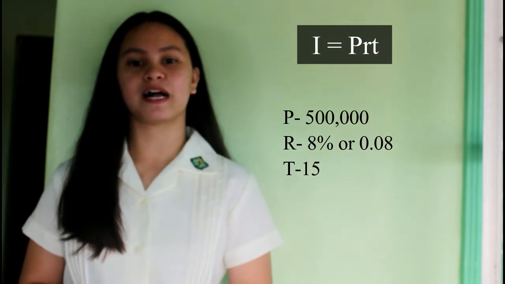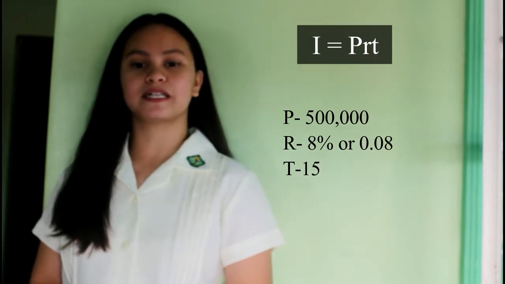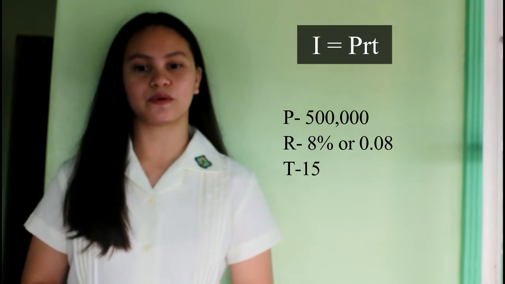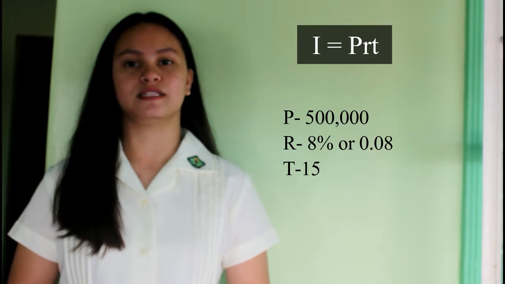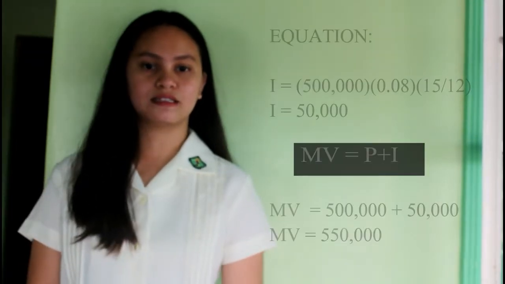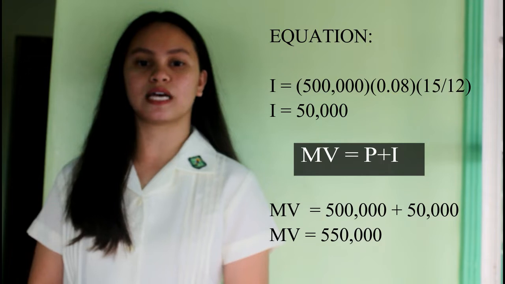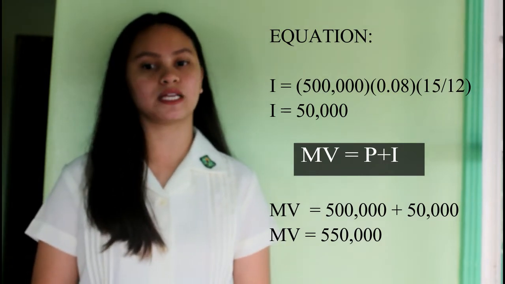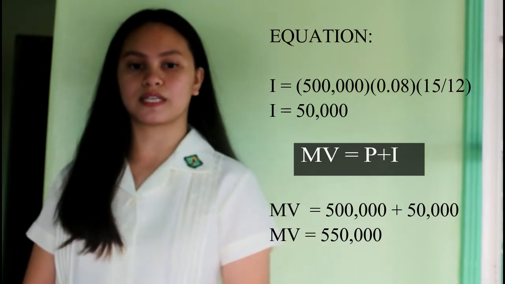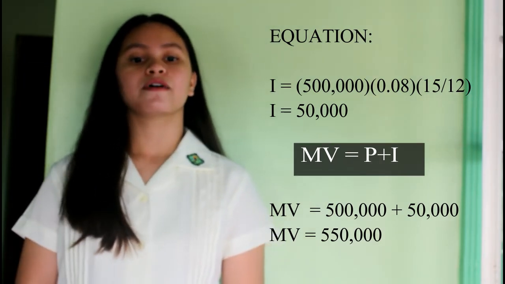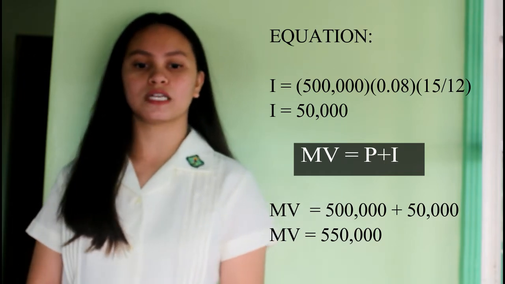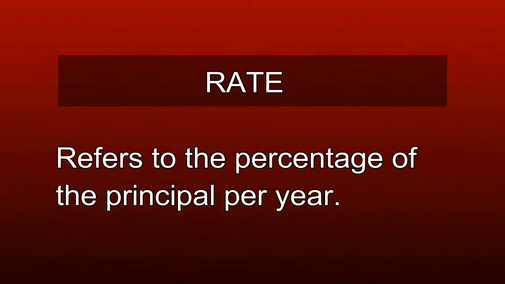Interest is equal to principal times rate times time. The principal is equal to 500,000, the rate is equal to 8% or 0.08, and the time is equal to 15. The equation is 500,000 times 0.08 times 15 over 12, which is equal to 50,000. To find the maturity value, it is equal to principal plus the interest: 500,000 plus 50,000 is equal to 550,000. Rate refers to the percentage of the principal per year.